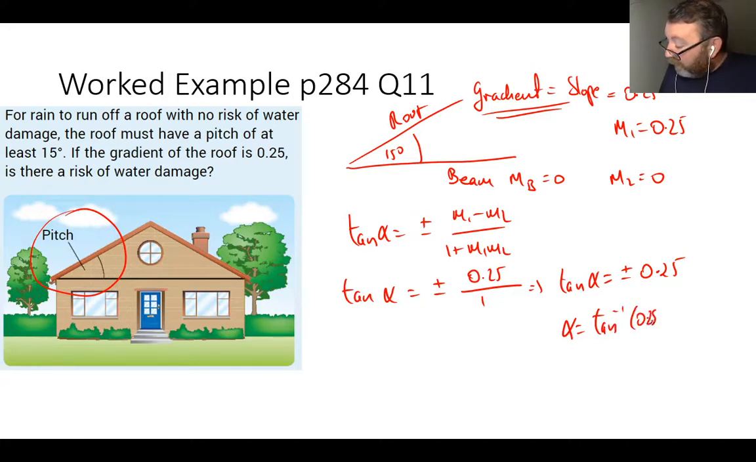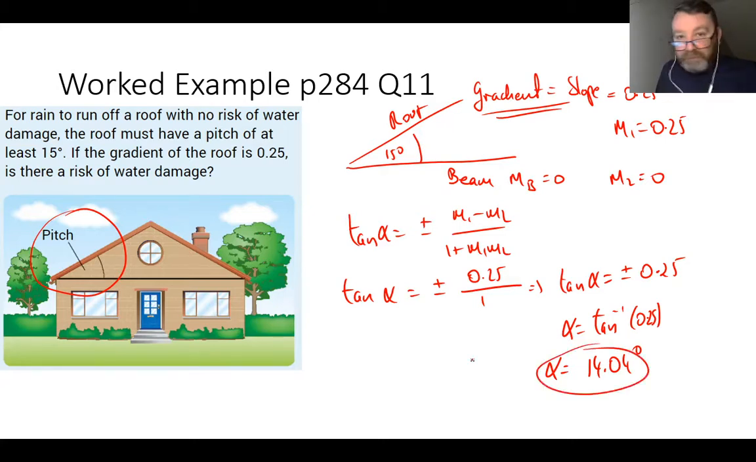And here's what I'm hoping. I'm hoping that the answer is going to be 15 degrees or more. Okay, so let's do that. Shift tan 0.25. Answer comes out as alpha is 14.04 degrees. In order for rain to run off, the pitch must be at least 15 degrees. It doesn't make the cut, okay? The pitch is too small. Is there a risk of water damage?